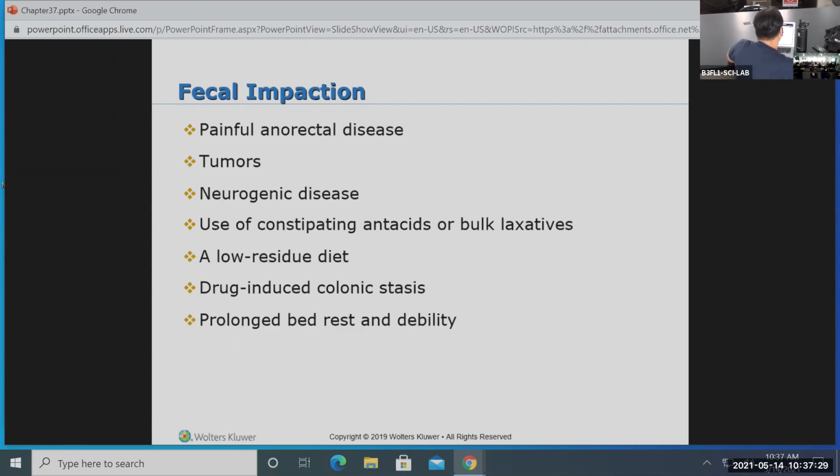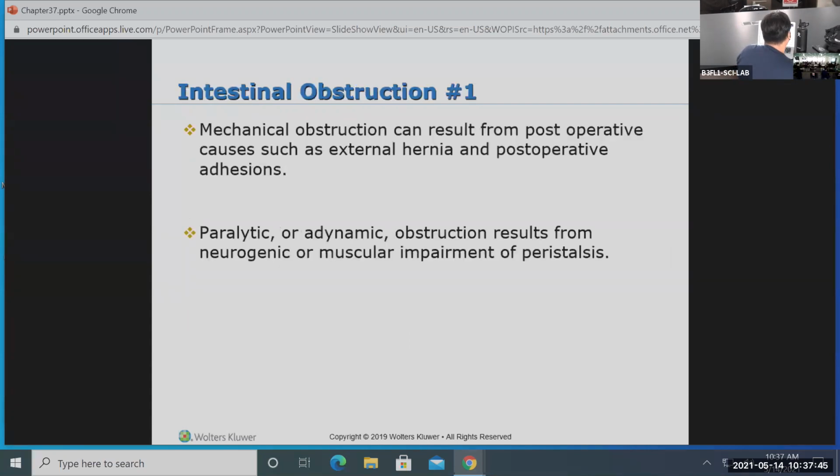And this one I said, after any major operation, we might develop obstruction also because of my prolonged bed rest after operation, or my condition of the body. Now, right over here, intestinal obstruction. Maybe mechanical, maybe paralytic or adynamic.